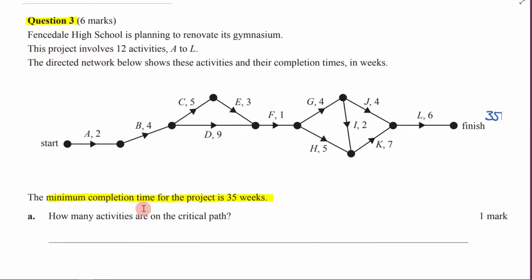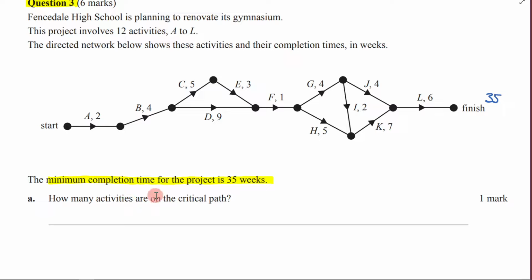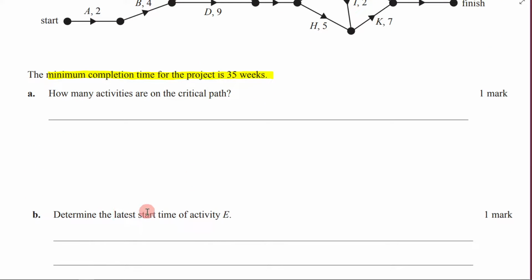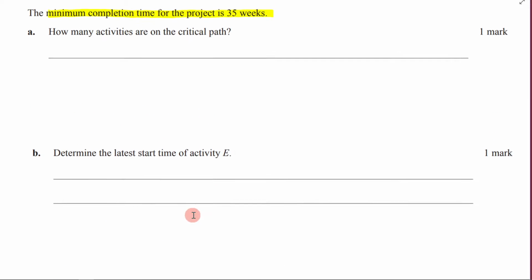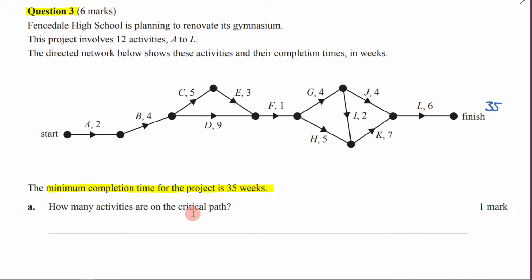If we then look at the questions that we're being asked: how many activities are on the critical path, determine the latest start time for activity E, and what activity has the longest float time. So I think it would behoove us to do a critical path analysis here. So some forward and backward scanning.